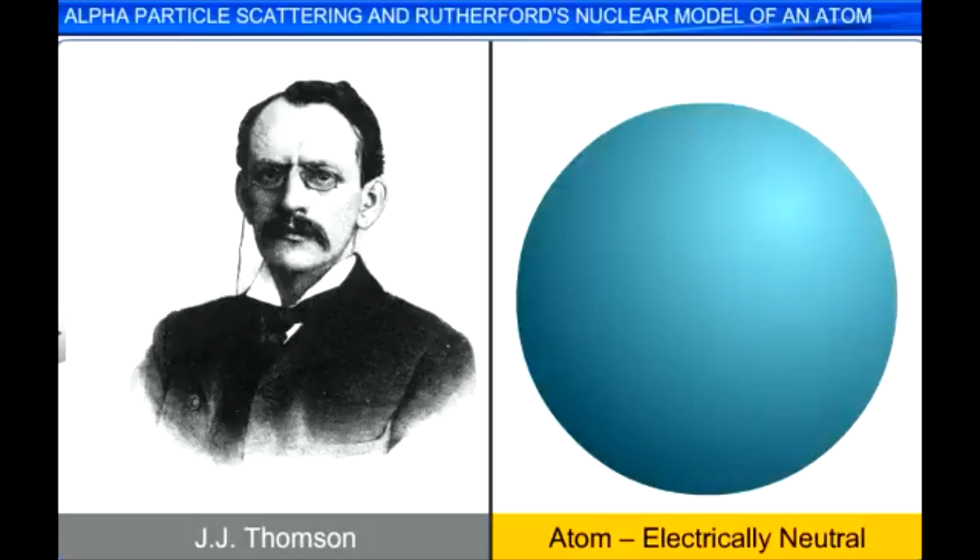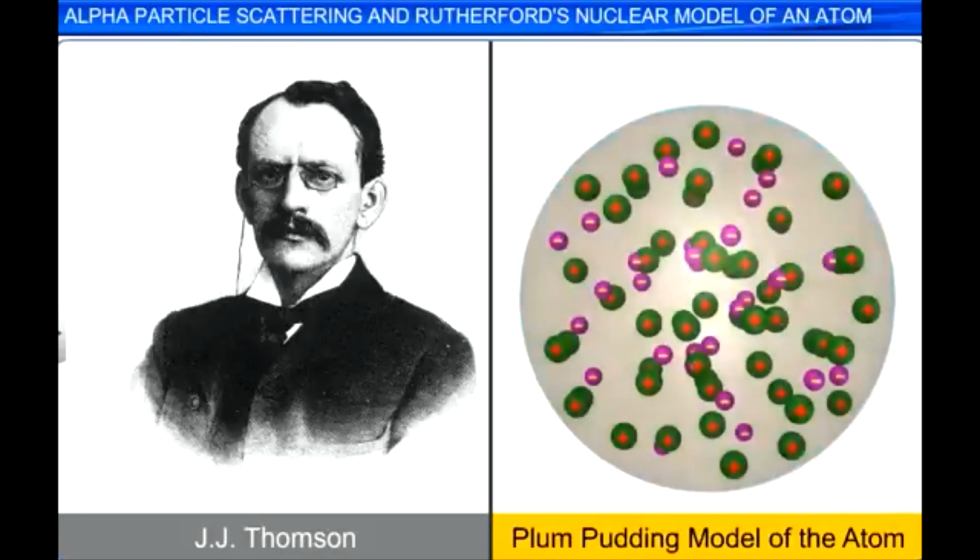Based on these assumptions, J. J. Thomson proposed the plum pudding model of the atom. In this model, he proposed that the total positive charge in the atom is spread throughout its volume, and the negatively charged electrons are distributed in this volume like seeds in a watermelon.